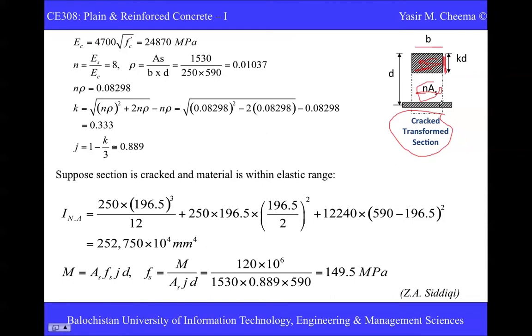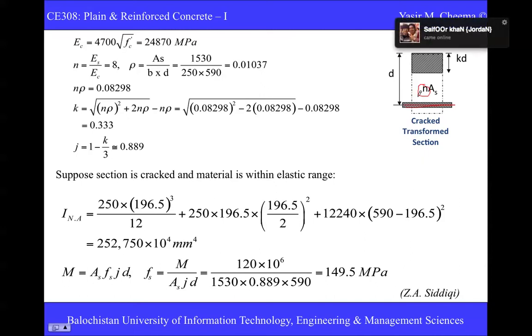Further, you see here this is n times the area of steel. Make it very clear: this equivalent area is equal to n times the area of steel. But when you did the uncracked section, there it was n minus 1 times the area of steel. I have given you a bit about why this is n minus 1 there and n here.